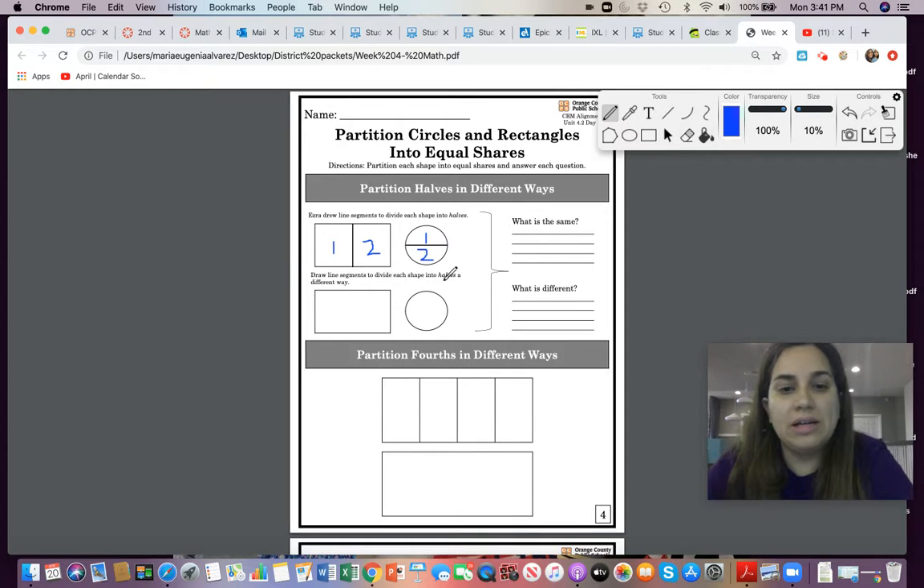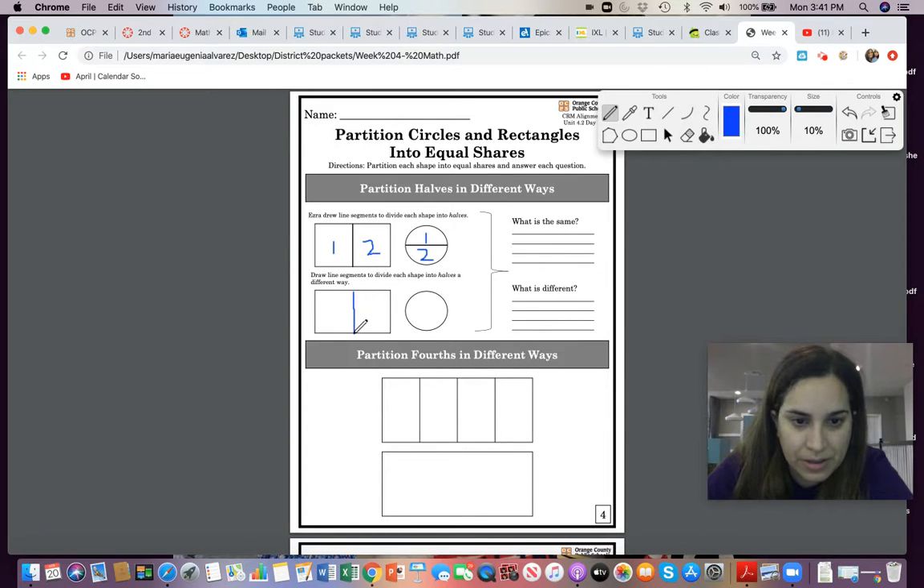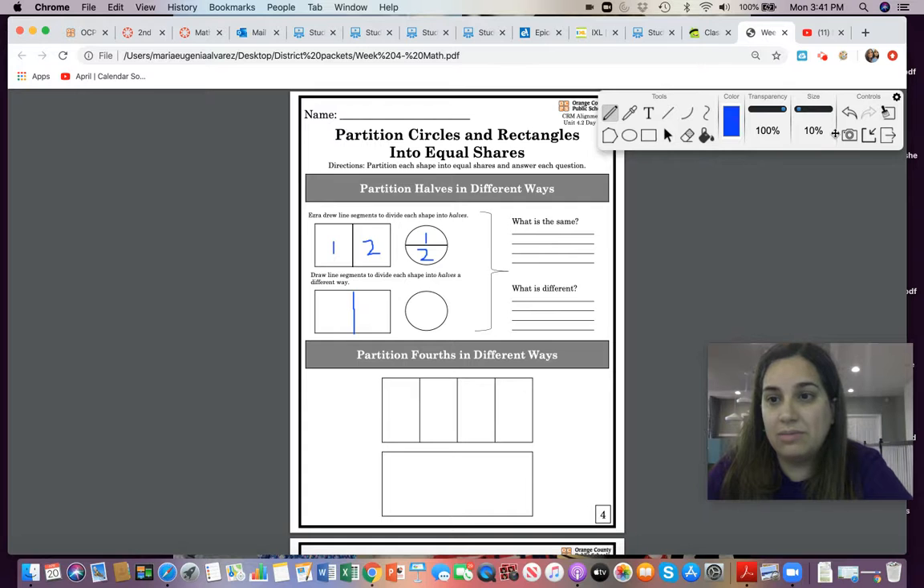Draw a line segment to divide each shape into halves in a different way. So Ezra drew one line right here in the middle. If I did that, that wouldn't show a different way. That would show the same way that Ezra did. So I'm not going to do that one.